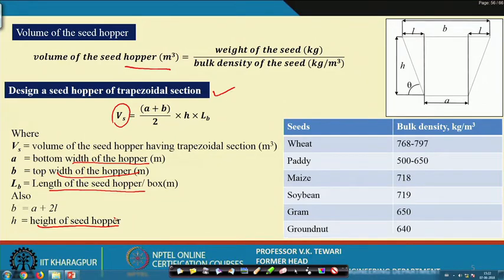Some idea is given over here that if the seeds are say wheat seed, then the bulk density is there, because you will require the total weight, because that weight is to be carried by the seed hopper. So, you will definitely require the strength of the material of construction of the body of the hopper, and hence the thickness, because it should be able to take that much load. For some we have given you the bulk density for paddy, maize, soybean, gram, groundnut. These are the values which have been given. You can utilize these values when you want to design.